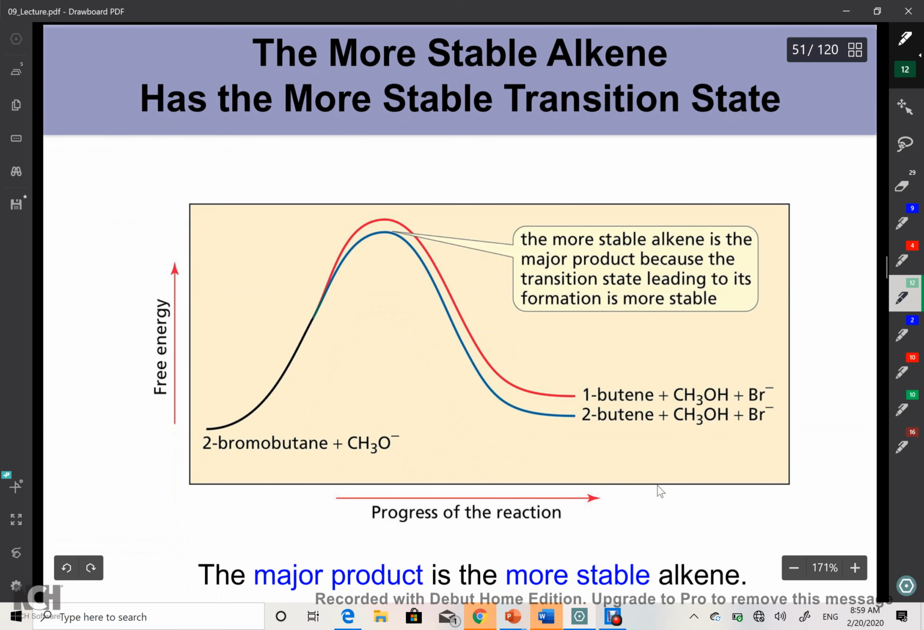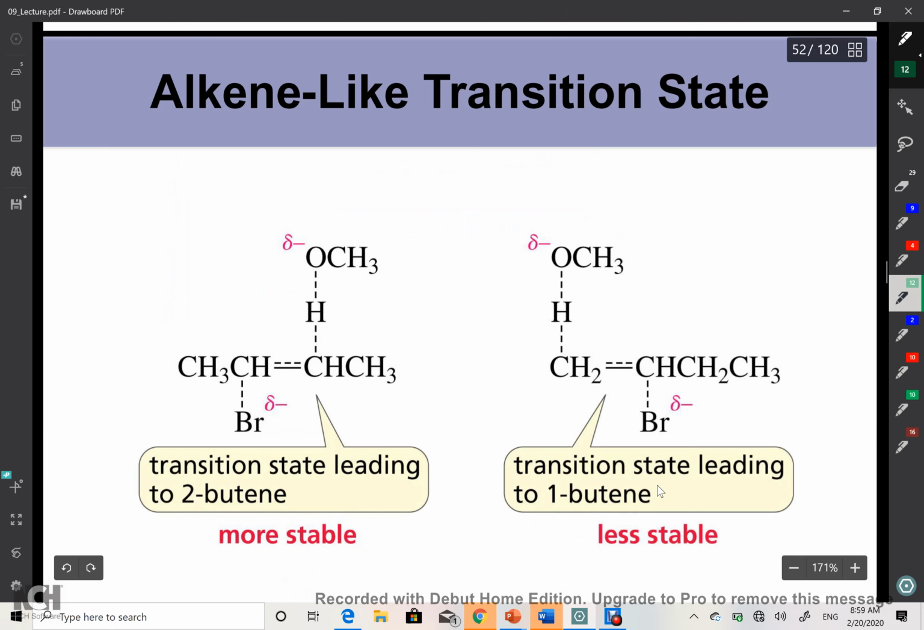So the next slide will basically explain why the more stable alkene will be the major product. I won't spend too much time on that detail, because it forms a more stable transition state. Remember, if the transition state is lower, the reaction will be faster. And so the pathway that leads to the more stable alkene will have a lower transition state, and that reaction will proceed faster. Is that okay?